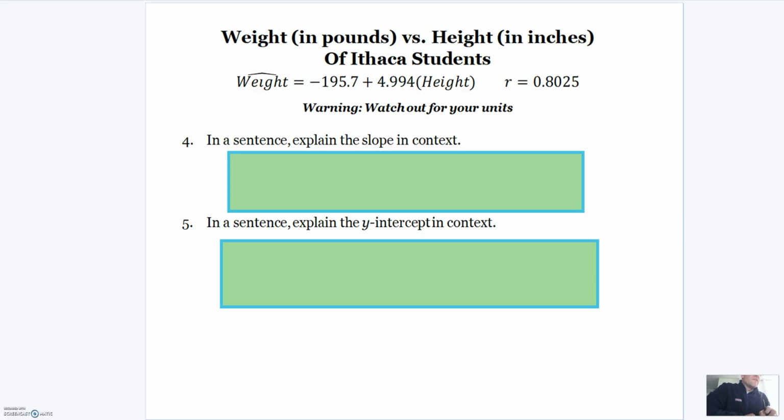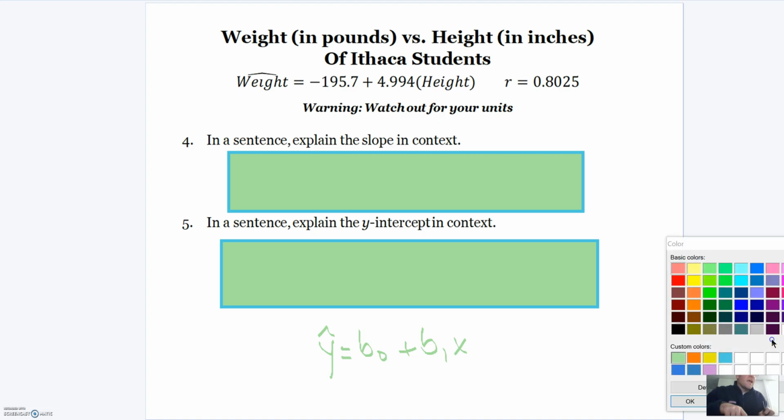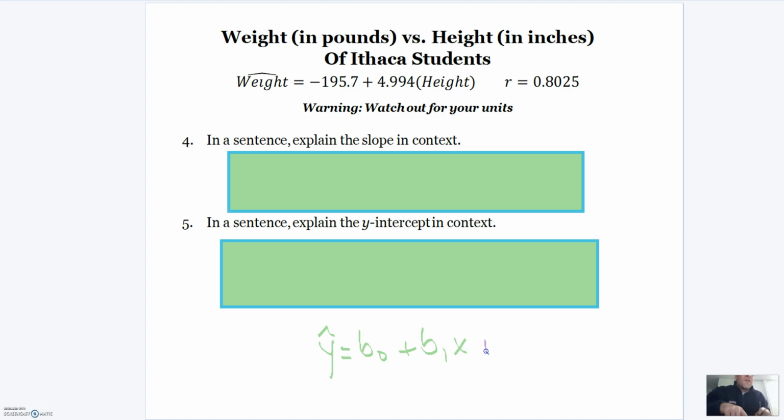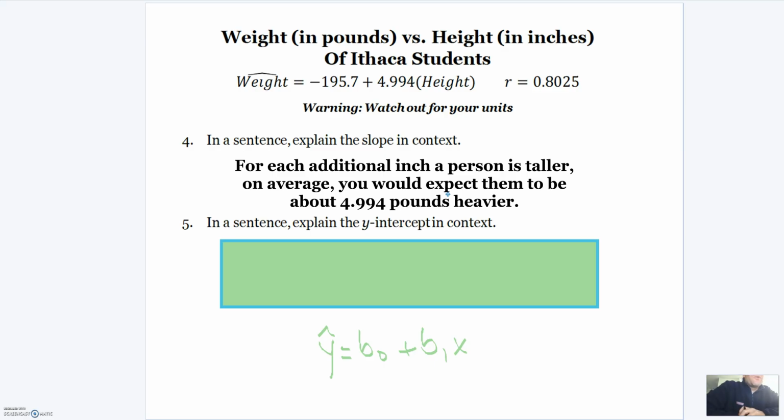All right, so I did all the work. I gave us an equation here. Remember, the model that we're using here is y hat equals b sub 0 plus b sub 1 x. And we've got the old plus e at the end, but when we write our models, we don't know what the e is at the time. So our slope in context, that's the thing in front of the explanatory variable. So for each additional inch a person is taller, on average you would expect them to be about 4.994 pounds heavier. Remember, take your slope over 1.